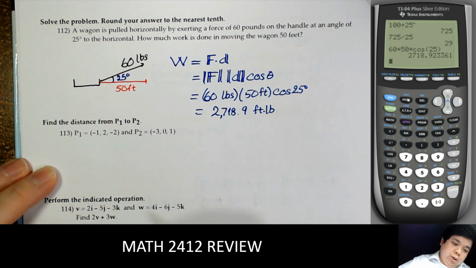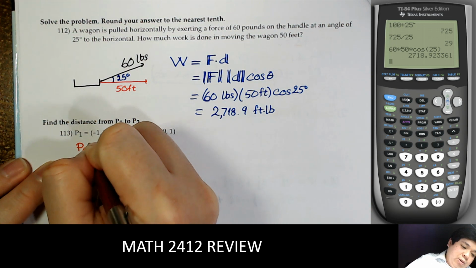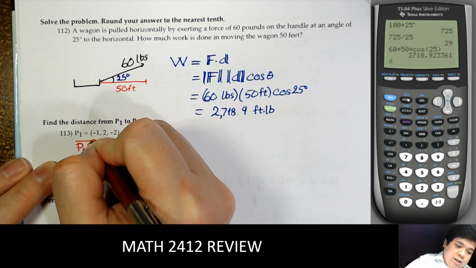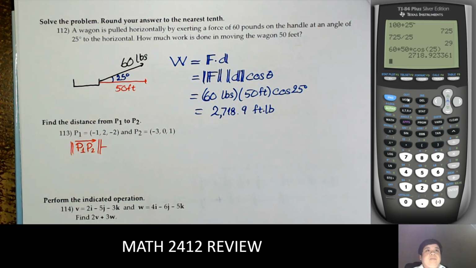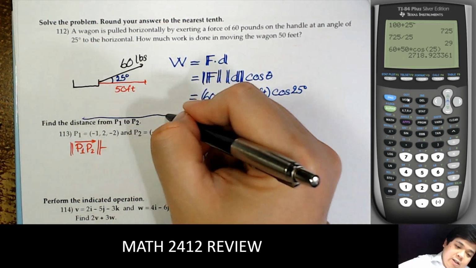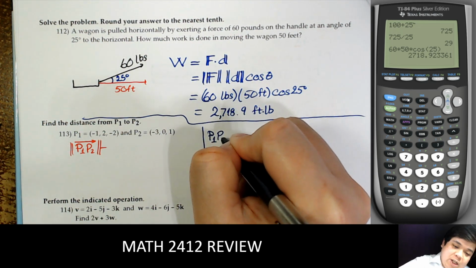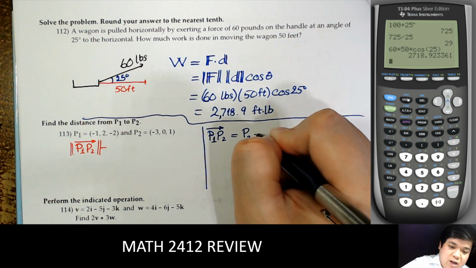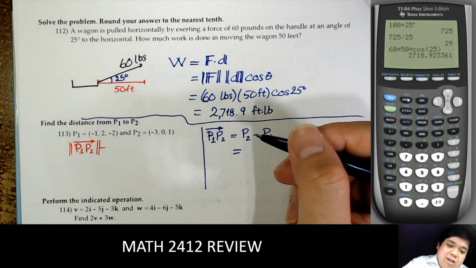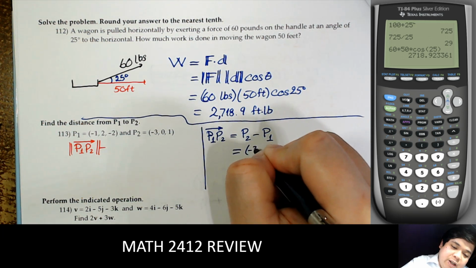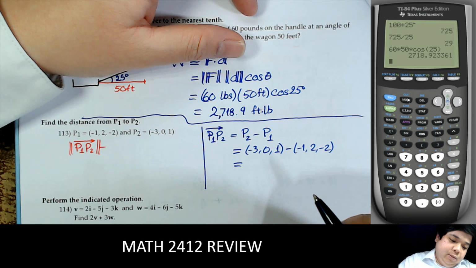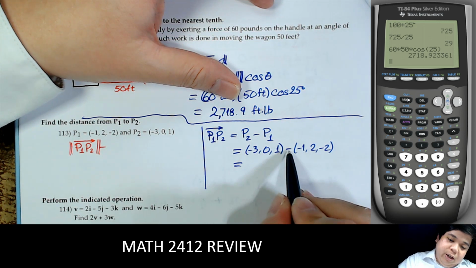Next, the distance of P1 and P2. The distance of P1 and P2 is going to be the magnitude of the vector connecting them. So we find the vector first. We are given 2 points, so the vector P1P2 is found by taking P2 minus P1, the final minus the initial, the end point minus the initial point. P2 is negative 3, 0, and 1. Subtract negative 1, 2, and negative 2.